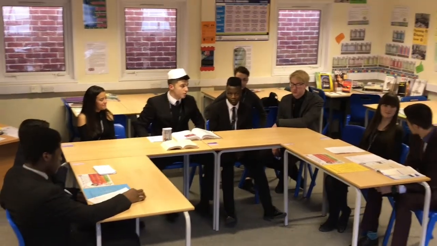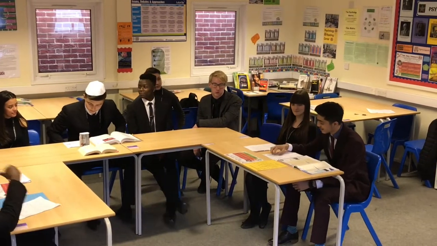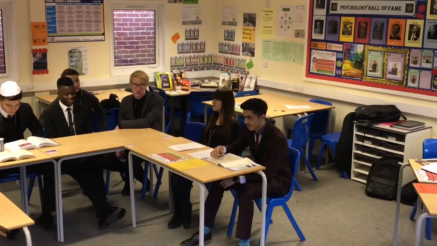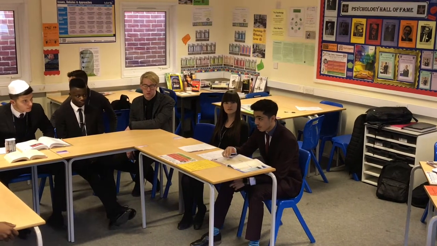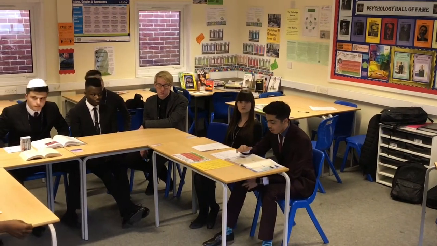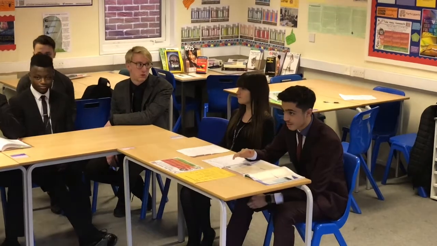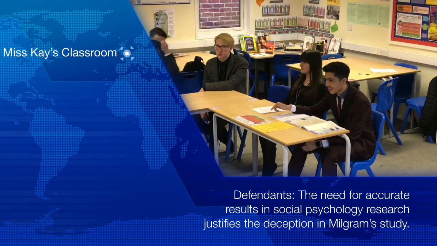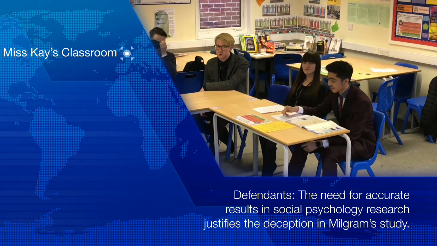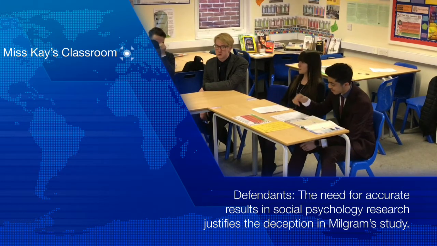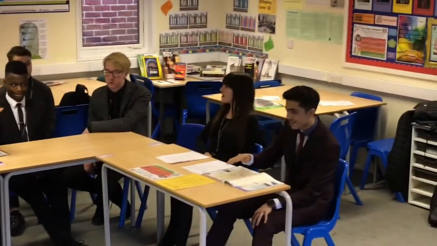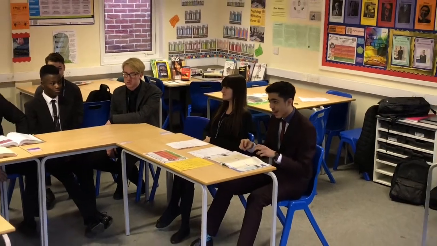Defendants, counter-argument if you must. Deception was needed in the experiment in order for them to get accurate results of obedience. Because if they were told what the actual aim of the experiment was, obedience would probably be 100%, because they would know what they're doing. They would know that the person's not actually getting hurt. So in order for them to get accurate results, they had to deceive them. Although after the experiment, they were debriefed about what actually happened, and they had a chance to meet the person they were actually shocking.